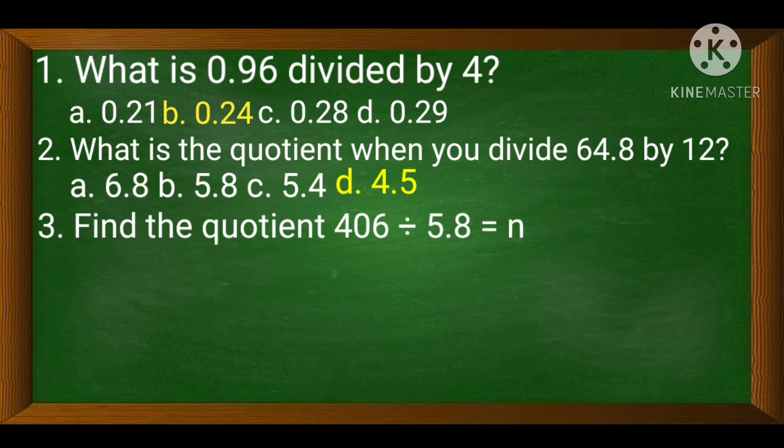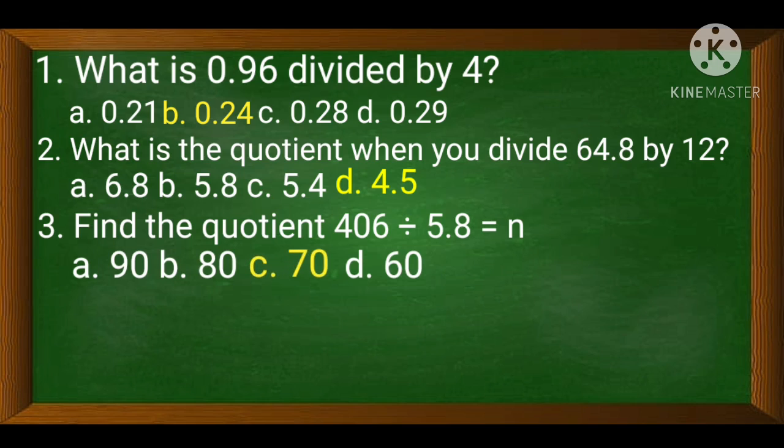Question number 3. Find the quotient 406 divided by 5 and 8 tenths equals N. A. 90. B. 80. C. 70. Or letter D. 60. Very good. The correct answer is letter C.